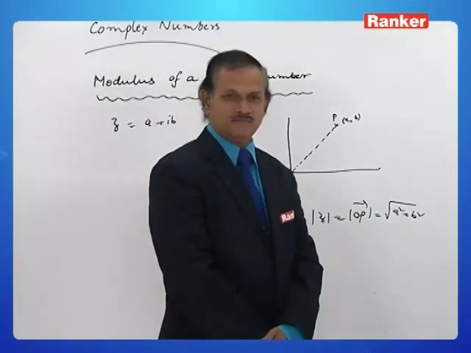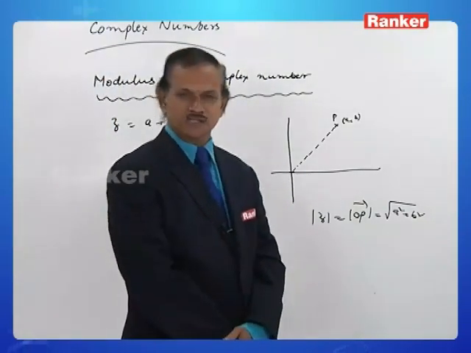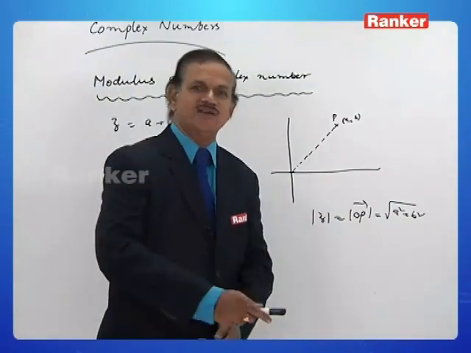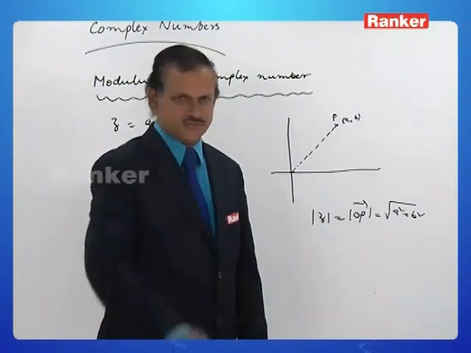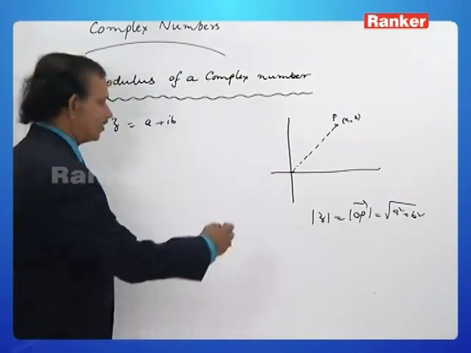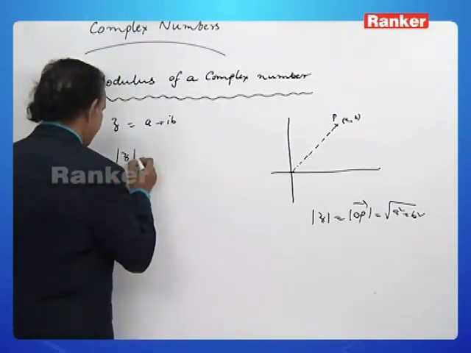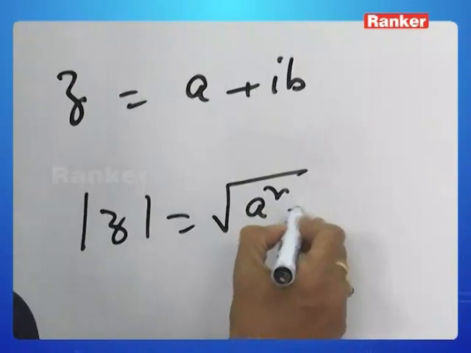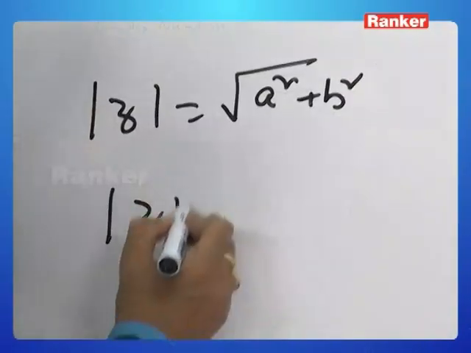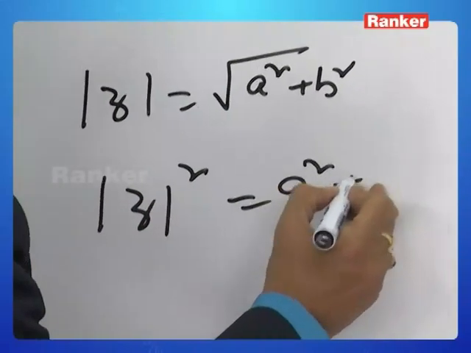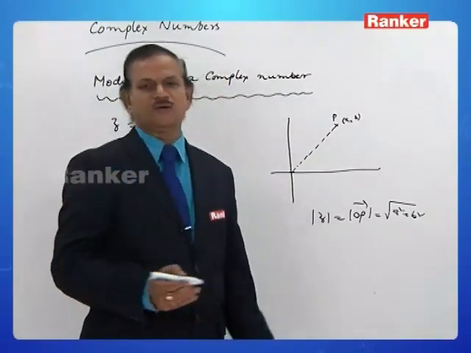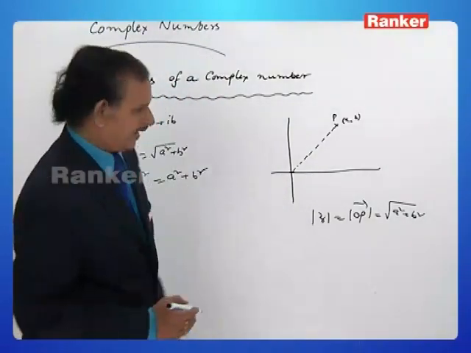So thereby, the modulus of a complex number we can mean as the distance of that complex number, represented as a point in the Argand plane, from the origin. Therefore, mod z is equal to root of a square plus b square. It means mod z square is equal to a square plus b square.